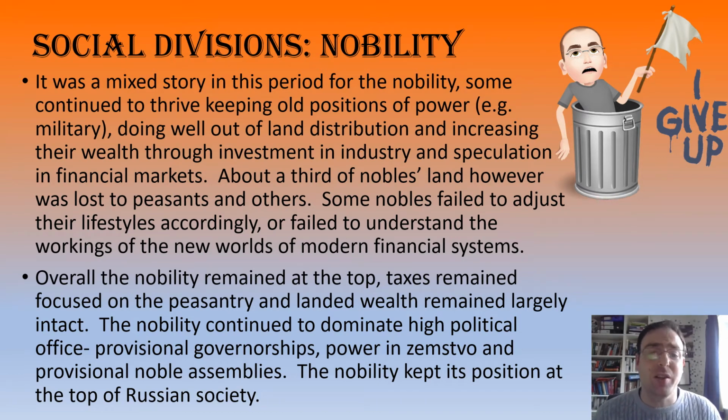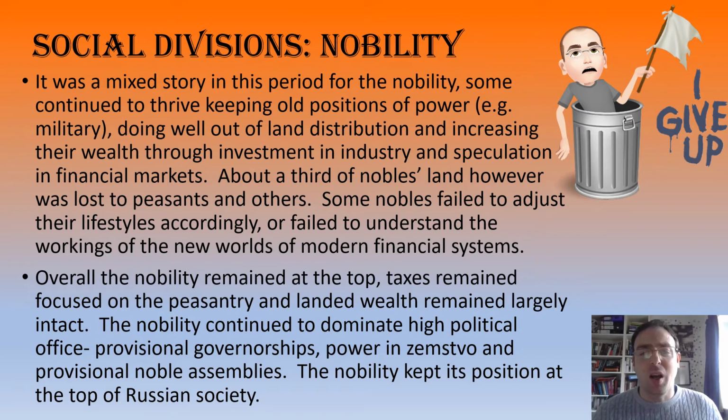We'll start with the nobility, who had really quite a mixed story at this period of time. I mean, some continued to thrive. They kept their old positions in the military, in government, in the civil service, and they tended to dominate those areas. They also had done really well out of the land distribution, largely because they controlled it. Some of them did really well in terms of investing wealth in industry and speculating on financial markets and making loads of money.